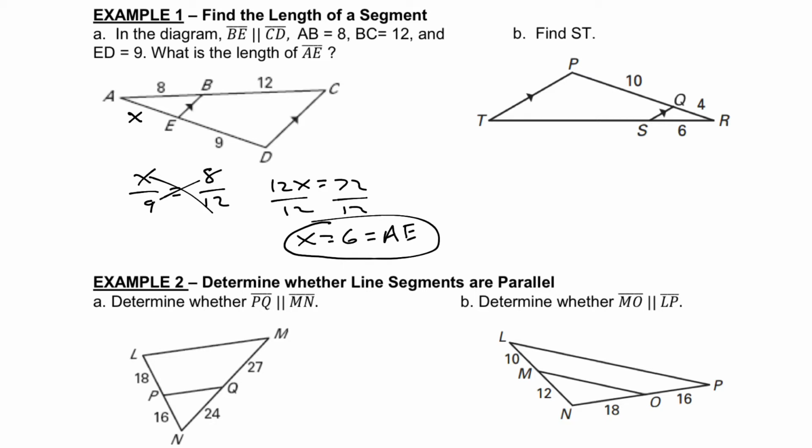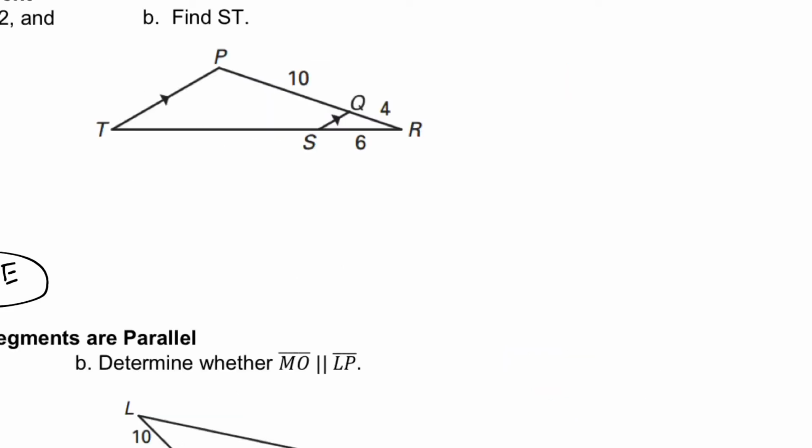Well, let's look at part B. In part B, everything is labeled on our diagram again. Again, you want to notice that this segment QS and this third side of the triangle PT are parallel. So we have to find ST. So let's call the distance from S to T X again.